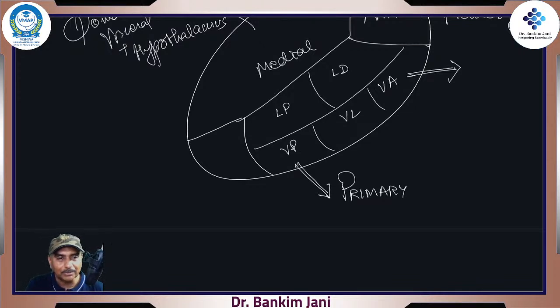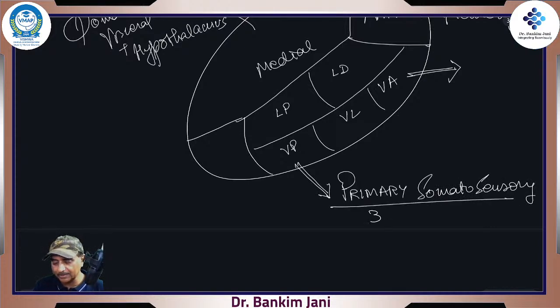Can you label all the nuclei from a top view aspect? This is, in fact, what we are doing only, right? This one. Coming to this ventro-posterior. Ventro-posterior will be connecting to primary somatosensory, right? Primary somatosensory. So when it is primary somatosensory, this is area 3, 1, 2, right?